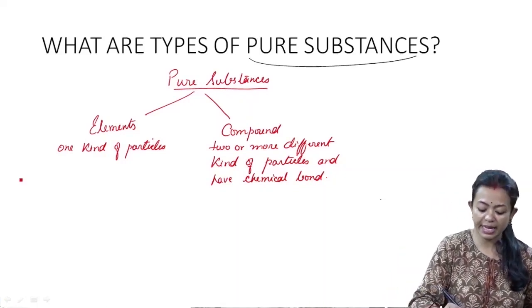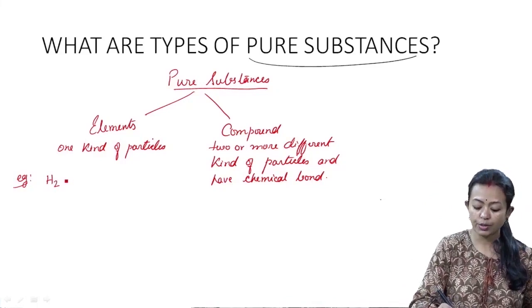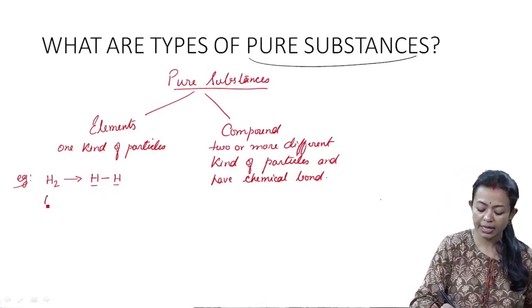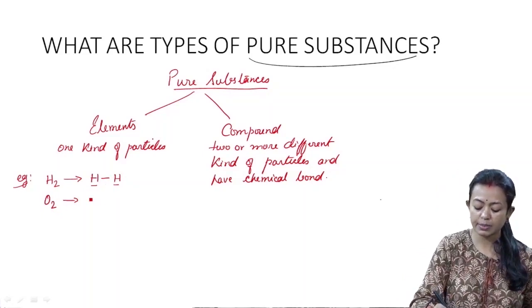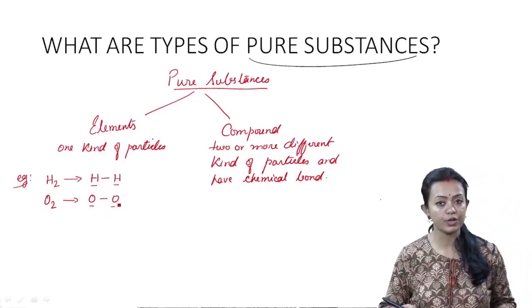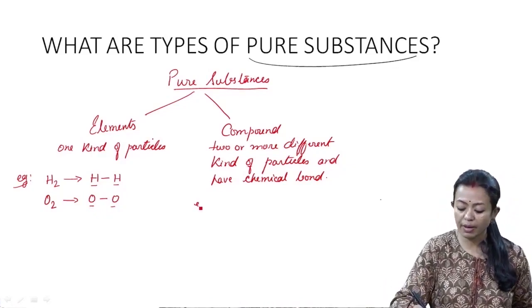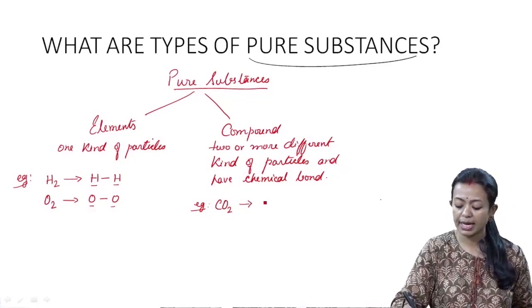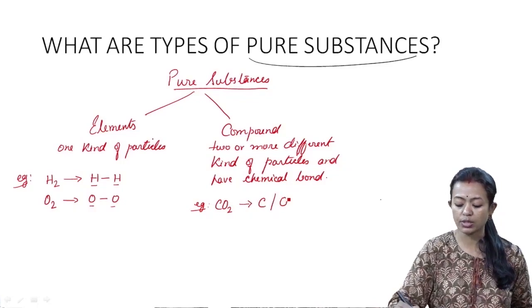Now for example, in case of elements, we can have hydrogen. Hydrogen is composed of two hydrogen atoms. So you would see that there are only one kind of particles. Again, if I take oxygen, then it is made up of two oxygen atoms, which is again made up of one kind of particles. But in case of compound, it is made up of two kind of particles. One particle is carbon, the other is oxygen.